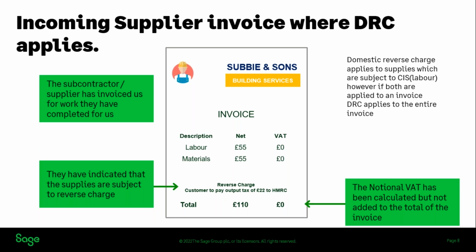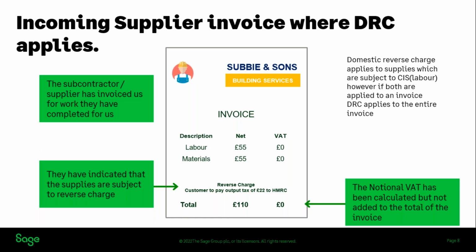Just to look at this invoice here, you can see we've got both labour and materials. Domestic reverse charge does apply to the supplies which are subject to CIS. So normally that would be your labour element. However, if you do have an invoice that has both labour and goods or materials on there, then domestic reverse charge would in fact apply to the entire invoice. And again, our software will prevent you from posting a mix of tax codes on there.